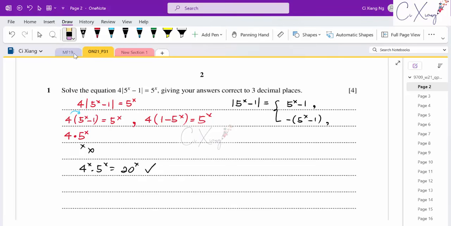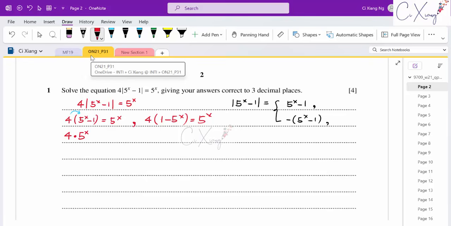Okay, right. So when you multiply the 4 with the 5 power x, you can just keep the 4 as a constant. Then multiply with 5 power x here. Then same thing happens for the 4. You multiply into the second term in the bracket, you're having negative 4. Then equals to 5 power x.